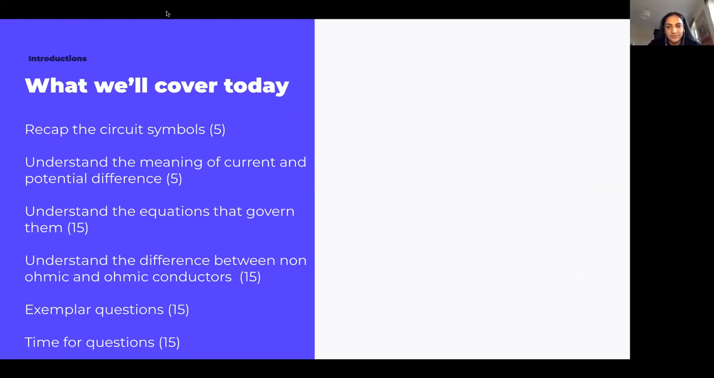Just before I do that, she's going to be covering, for the first 5 minutes, recapping the circuit symbols, then understanding the meaning of current and potential difference, understanding the equations that govern them, and then understanding the difference between non-ohmic and ohmic conductors, running through some example questions, and then at the end there will be 15 minutes as always for questions.